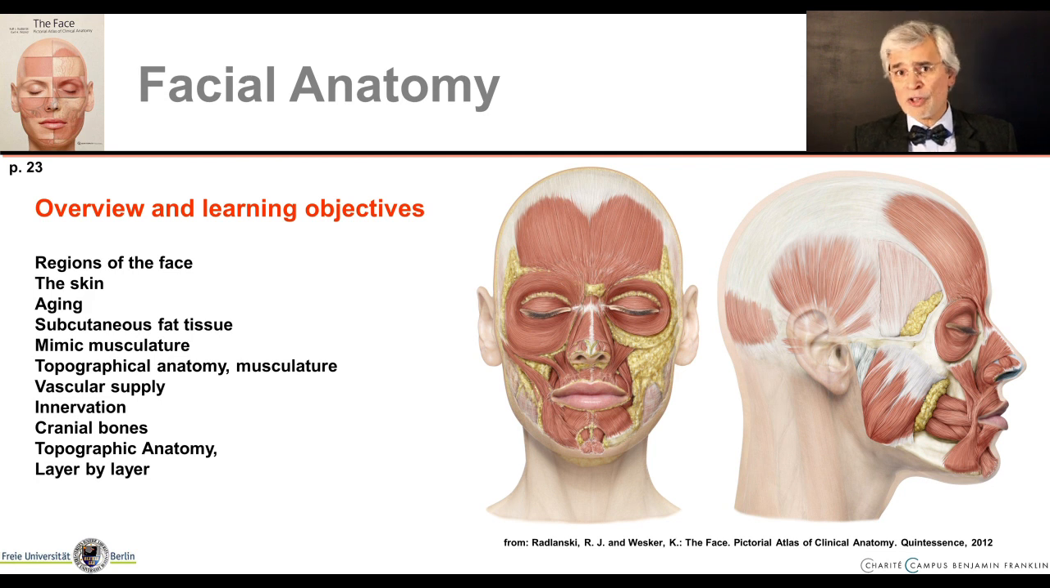It's going to be a very long lecture and I'll give you an overview, and if you will, these are the learning objectives. First, we'll look at how the face is divided into its typical regions, and then we will talk about the skin and what happens there as we get older. And under the skin, we find more or less fat, and the muscles of facial expression run partially embedded in it. And then there will be a larger section about each muscle of the face and how it relates spatially to the other structures. We will do this layer by layer, and this procedure is also called topographic anatomy.